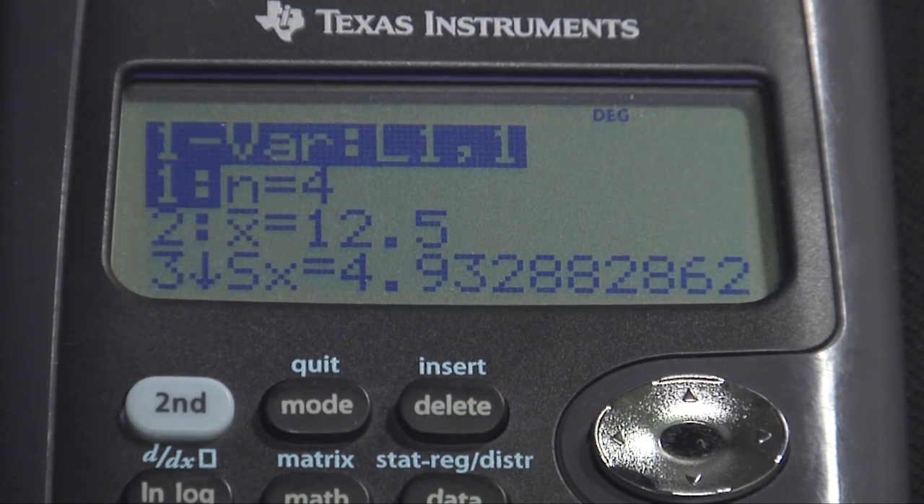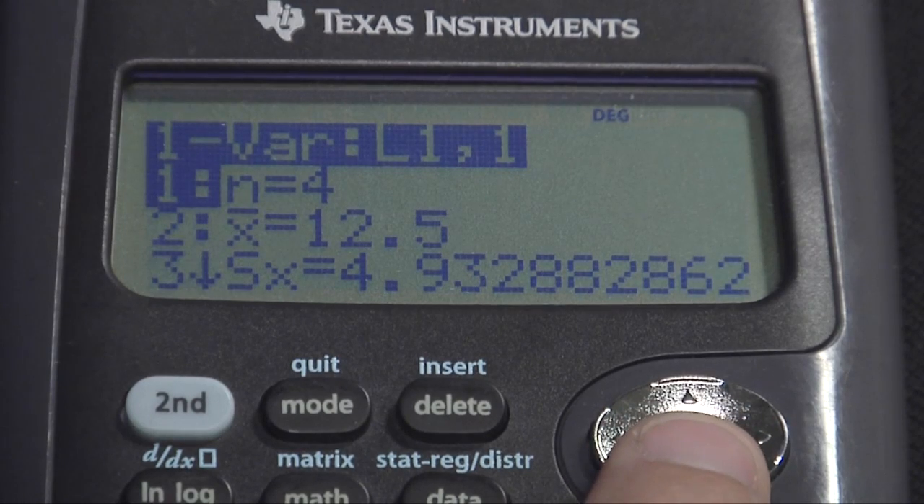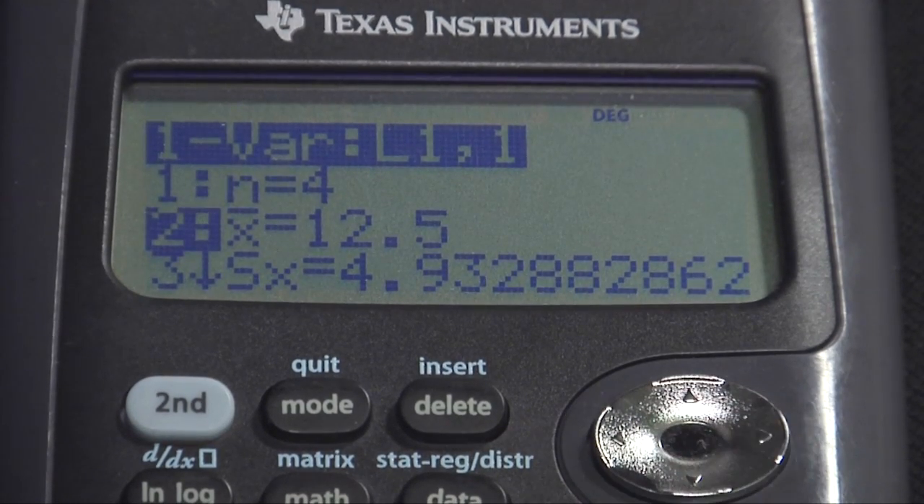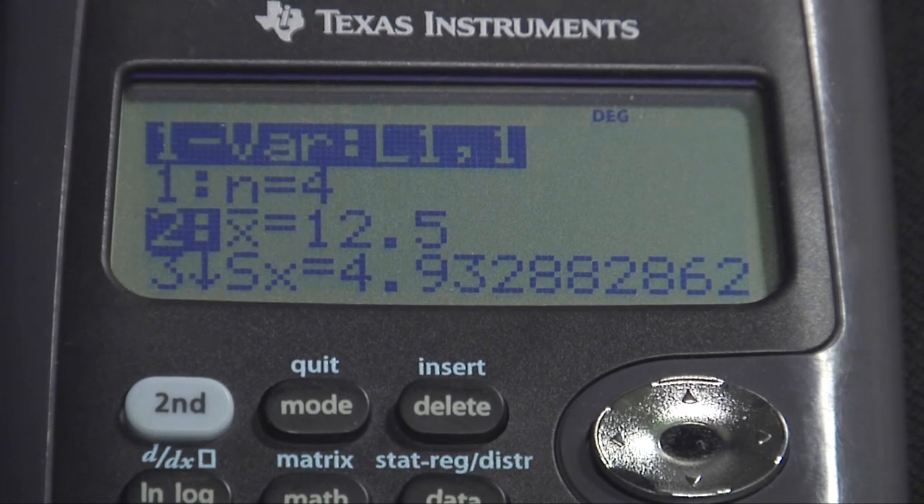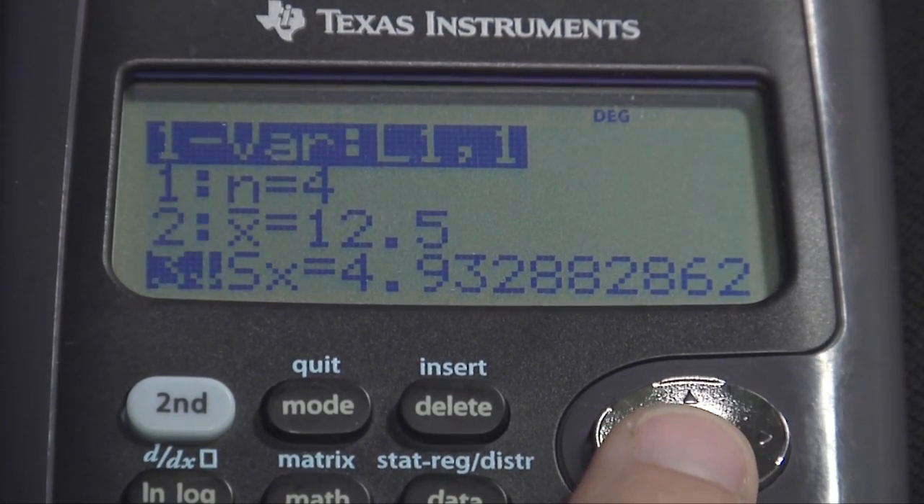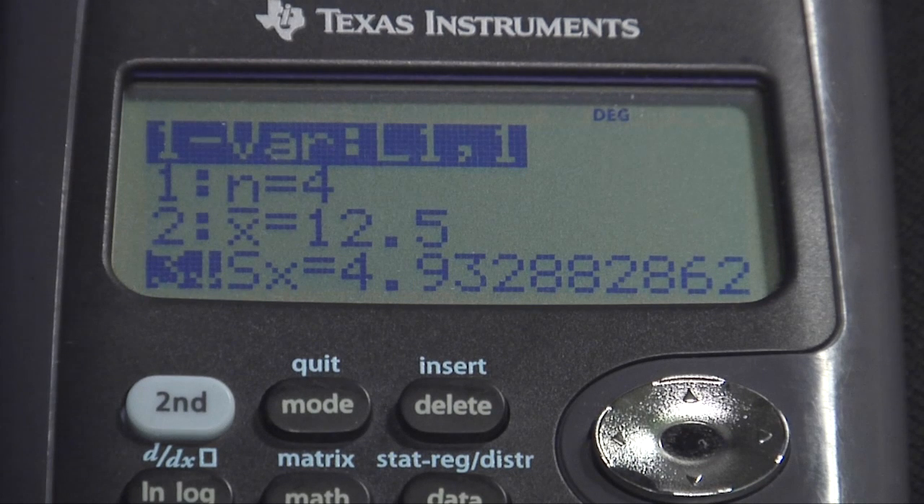N equals 4 is the first line, which lets me know I had 4 numbers in my list. The number 2, I don't need to arrow down to it, but this way it's highlighted and you know what I'm talking about. X bar is the sample mean of 12.5, and since the population mean is found the same way, it's also 12.5. As I arrow down, I see S sub X, a subscript of X, 4.9328, etc.